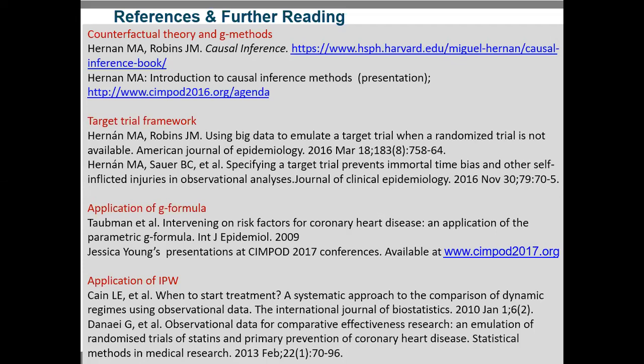For the complex causal inference ideas, another book I did not put in is The Book of Why by Judea Pearl. That's also very helpful. For the target trial framework, Miguel's paper on using big data to emulate a target trial is a very helpful introduction. And regarding the most important point that I described today, immortal time bias, read the second paper on the target trial framework.